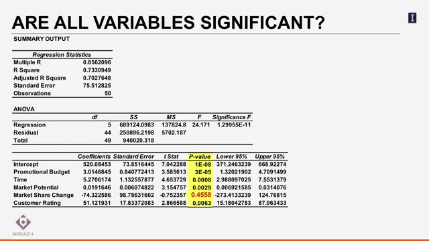In this case, the variable market share change has a p-value that is greater than the value of 0.05. Thus, it's not significant. When you find a variable that is not significant, we will remove it from the model and run the analysis again.